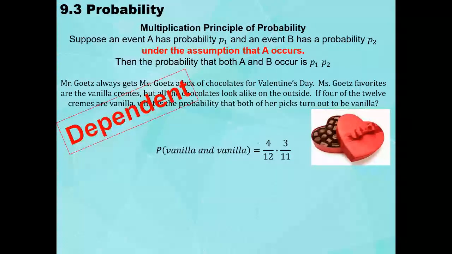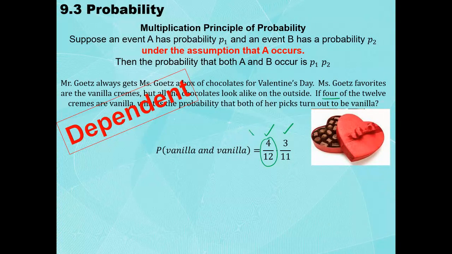So the probability of getting a vanilla and then another vanilla is, well, first it's 4 out of 12, right? There's 4 total out of 12. But then once she picks the first one, if this is vanilla, check, she got it. There's only 3 vanilla left and 11 total left, right? That's dependent. So this right here is the probability of getting a vanilla, and this is the probability of getting a vanilla given that she's already gotten a vanilla.